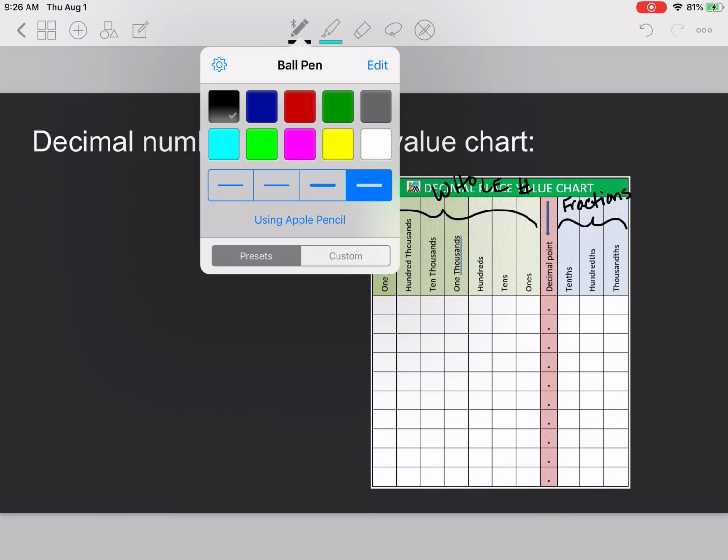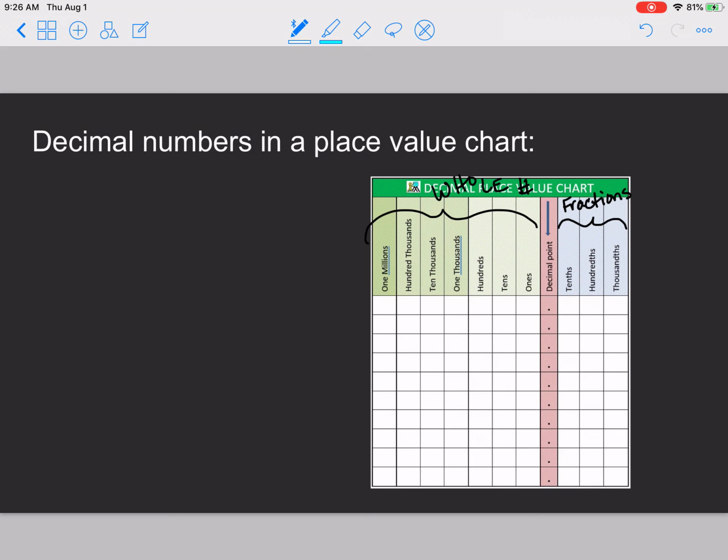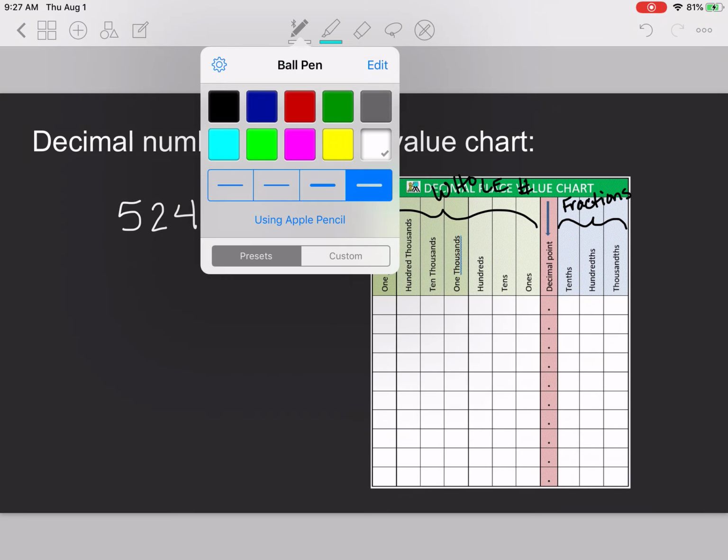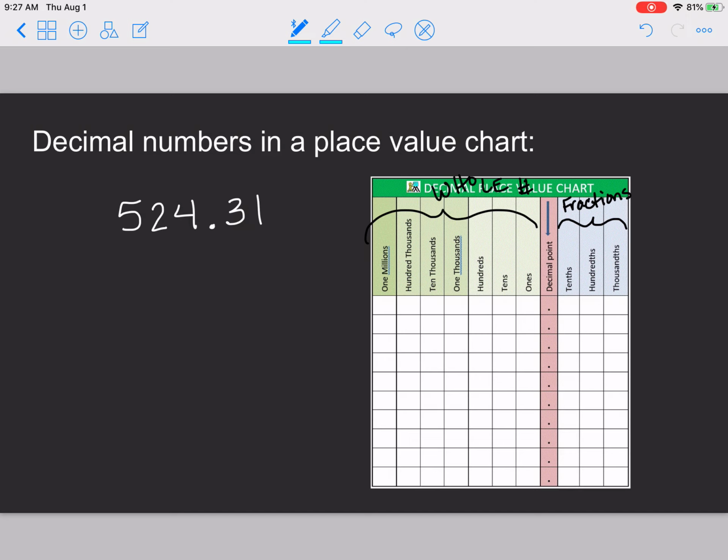Now, let's take a look at, I'm going to give you a number. We're going to say 524 and 31 hundredths. So what I want to do, I'm going to actually place this number on my place value chart. And I'm going to help myself out a little bit. I'm going to put kind of a dividing line between my whole numbers and those fraction numbers. Okay?